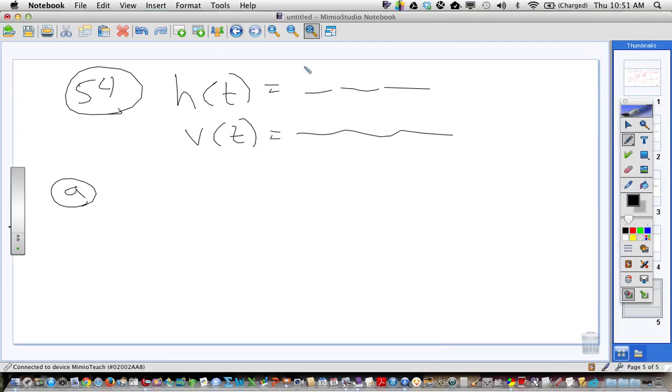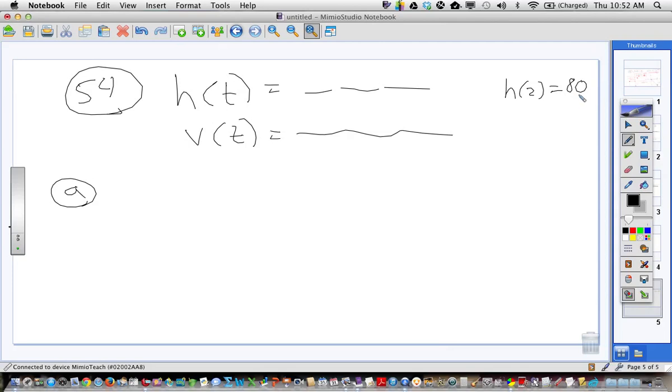Plug a 2 into the velocity graph. If you plug a 2 into the h graph and you get out, I don't know, 80, what does that tell you? It just tells you it's 80 feet high at 2. It could be on its way up and be at 80, or it could be on its way down and be at 80. So we don't know if the height is increasing or decreasing.